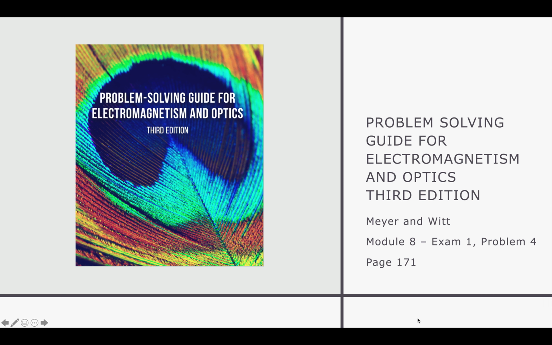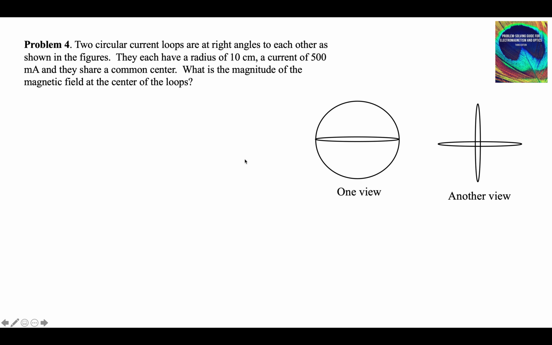This is problem 4 on exam 1 of module 8 in the book Problem Solving Guide for Electromagnetism and Optics. Problem 4: two circular current loops are at right angles to each other as shown in the figures. There's one view, there's another view. This is the equator. That's a line of longitude, goes around the middle.